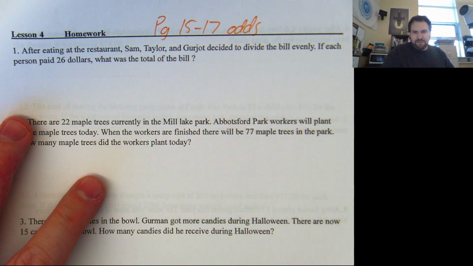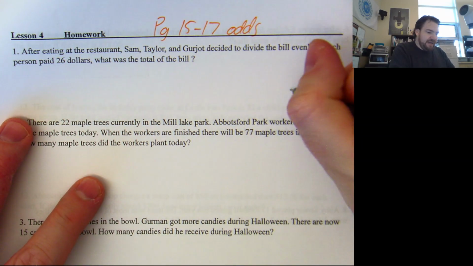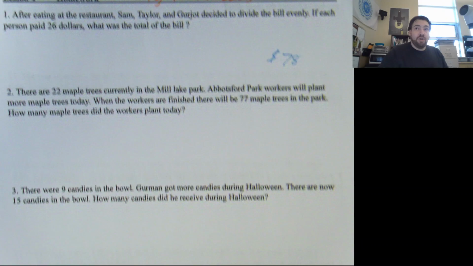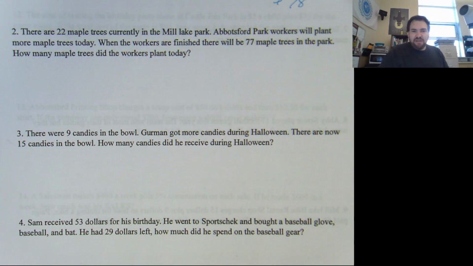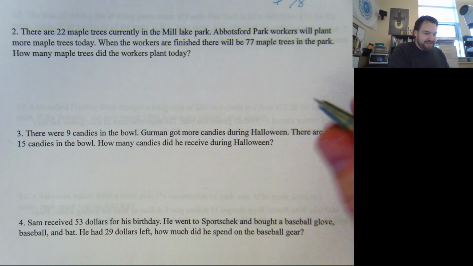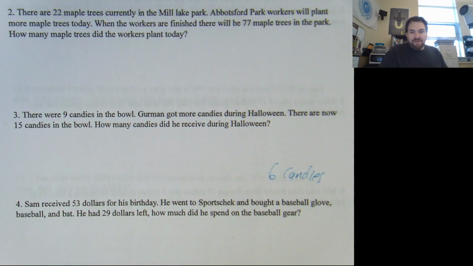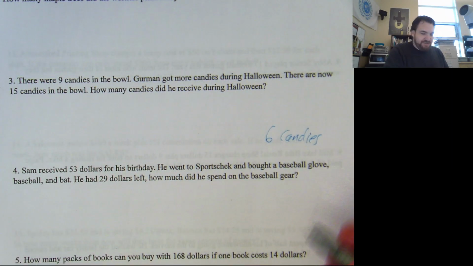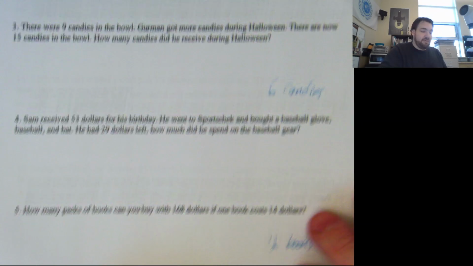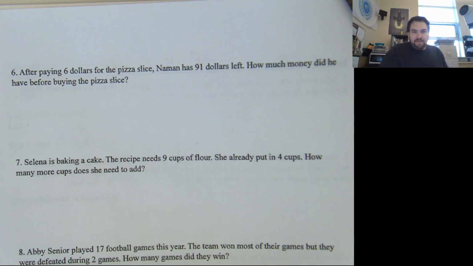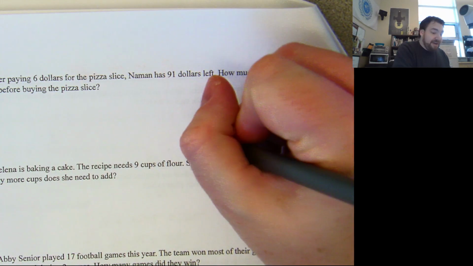this first question should have been $78. I sent the odds. Question 3 should have been 6 candies. Number 5 should have been 12 books. Number 7 should have been 5 cups.